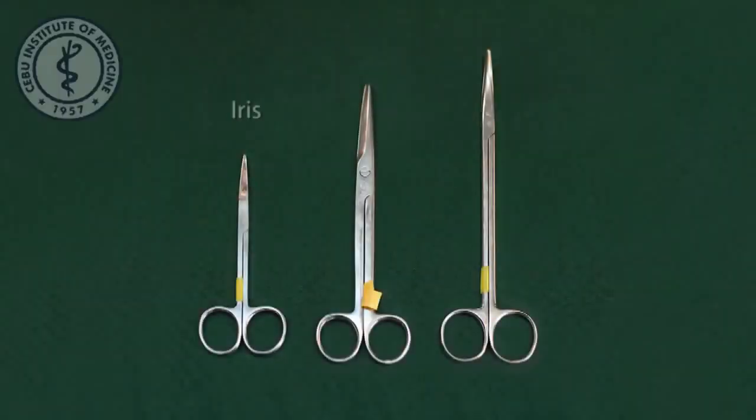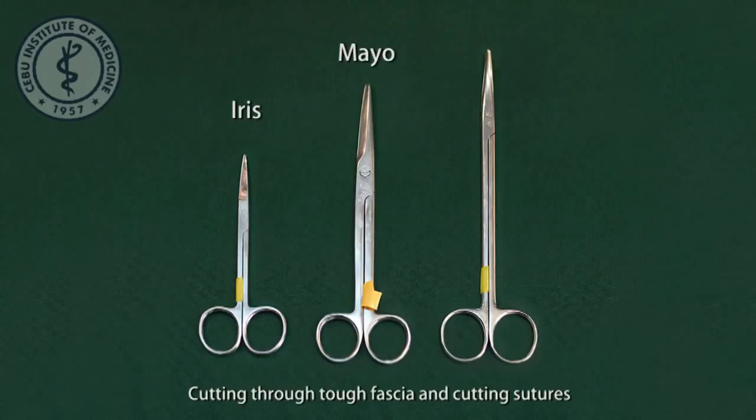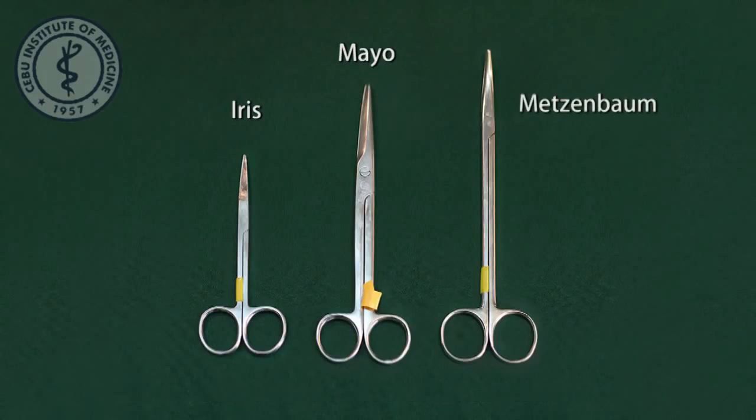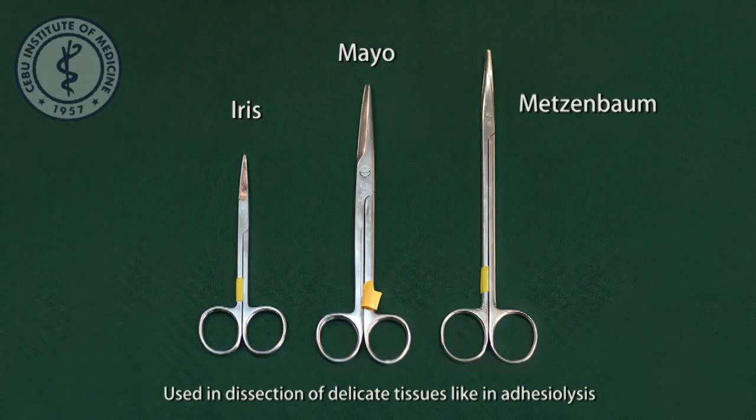Scissors. Iris scissors, used in cutting or fine dissection. Mayo scissors, cutting through tough fascia and cutting sutures. Metzenbaum scissors, used in dissection of delicate tissues like adhesiolysis.